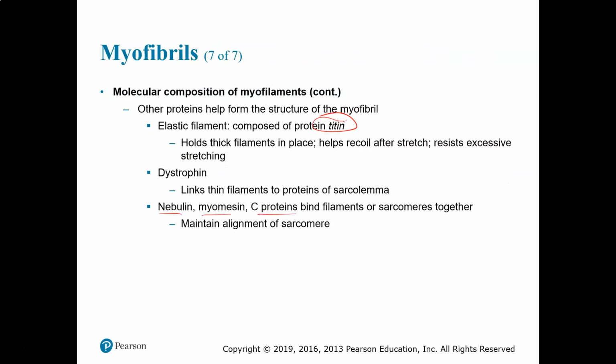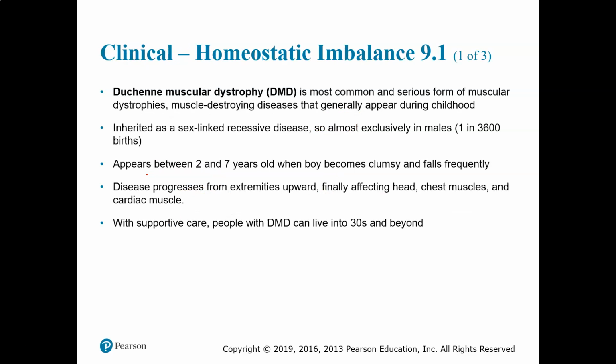Dystrophin, remember, links actin filaments to the sarcolemma. It's going to create stability between the thin filaments and the muscle fiber itself. Duchenne muscular dystrophy, DMD, is the most common form of muscular dystrophy. It is a sex-linked recessive disease, so it's almost exclusively found in males.